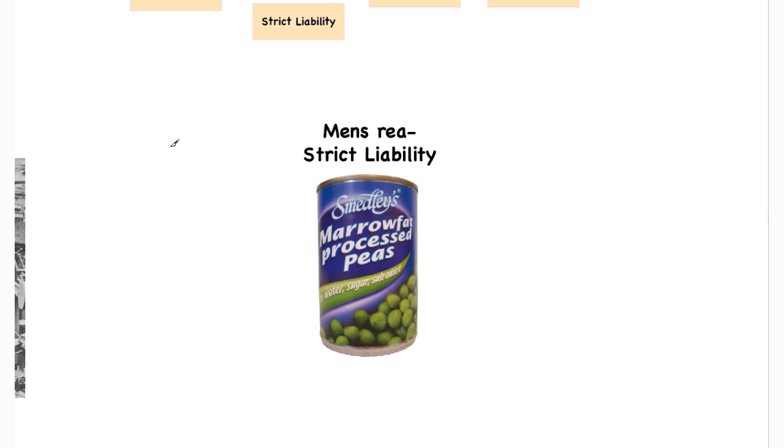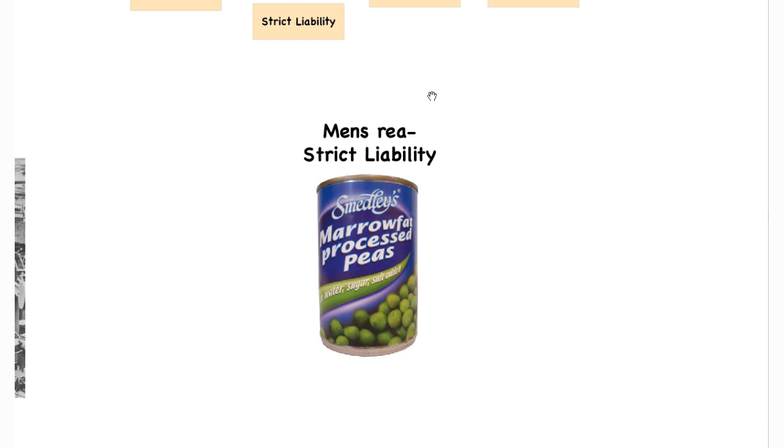So the last of our videos looks at strict liability, and it's probably slightly more complex than some of the other areas that we've looked at, like transferred malice and coincidence. And therefore we may spend a wee bit longer looking at strict liability. And I've used this image in the middle, the Smedley's Marrowfat process peas, because as we'll see in a moment, there is quite a famous case involving Smedley's peas in which strict liability is applied.